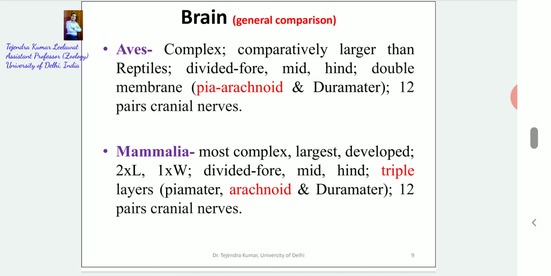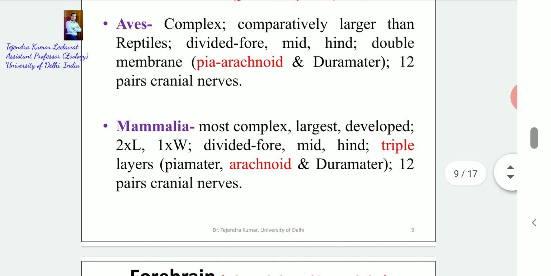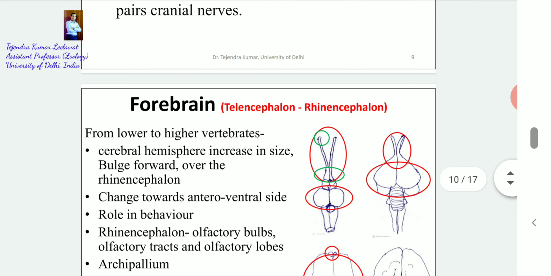Pia mater is a simple and thin layer, okay, whereas dura mater is a hardened structure. Sorry, not hardened, but its durability is high, means it is strongest, okay, and its thickness is high. That's why it is called dura mater, okay. And arachnoid we will discuss later on.